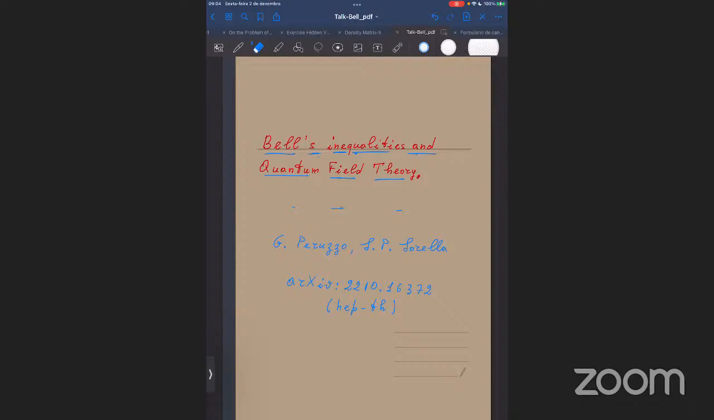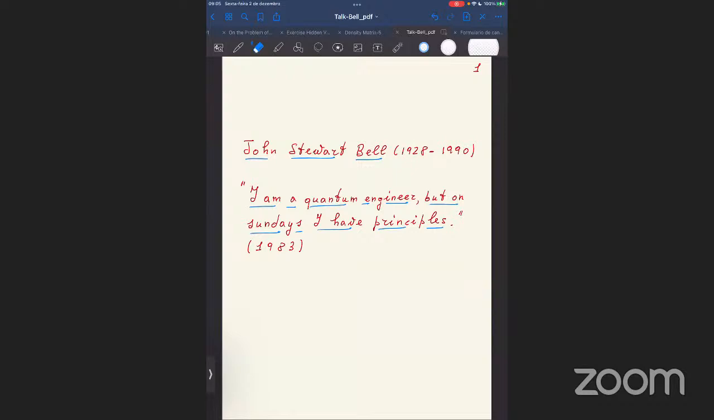So today I will present something new. It's a topic related to the Bell's inequalities in relativistic quantum field theory. This is a project which I started more or less one year ago in collaboration with Giovanni Peruzzo, who is a collaborator of mine. So let me start with a nice quote by John Bell. John Bell once said, "I am a quantum engineer, but on Sundays I have principles."